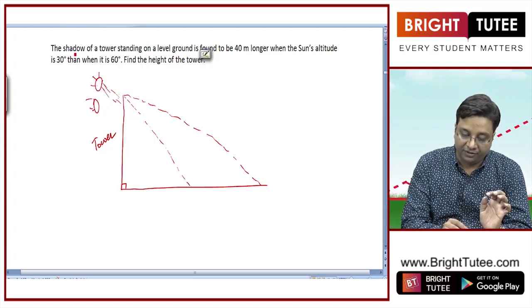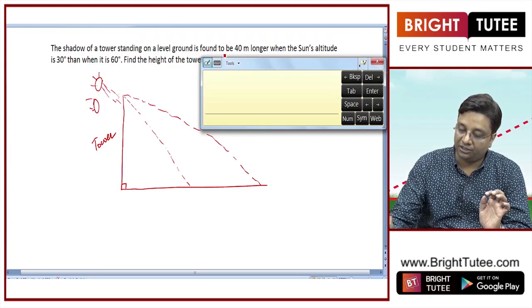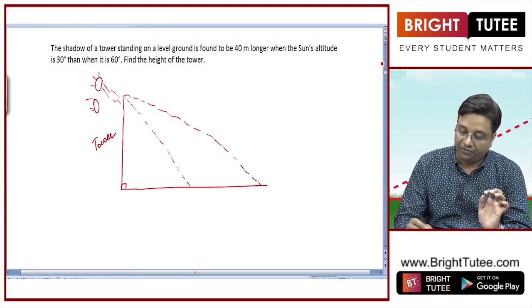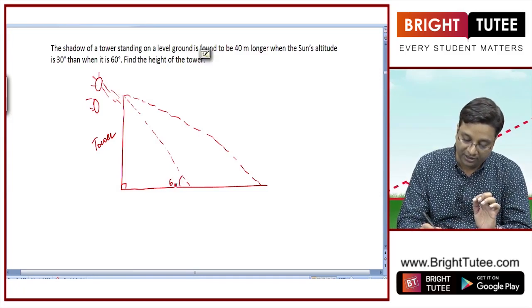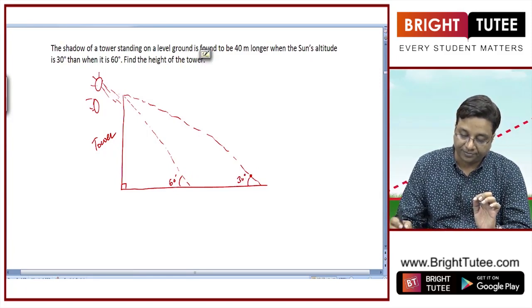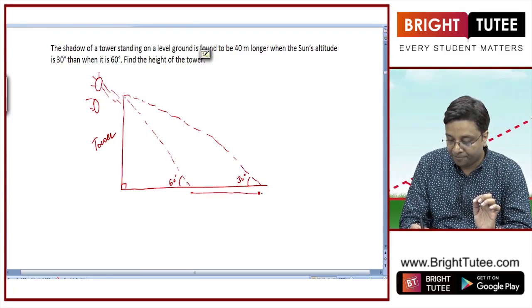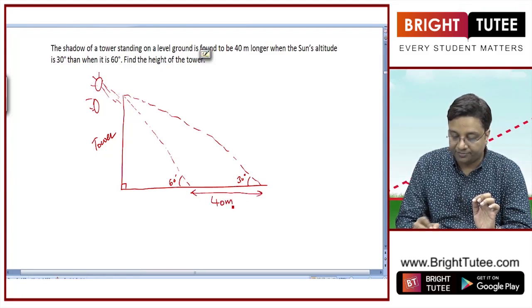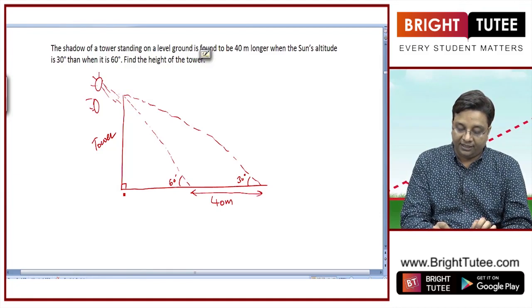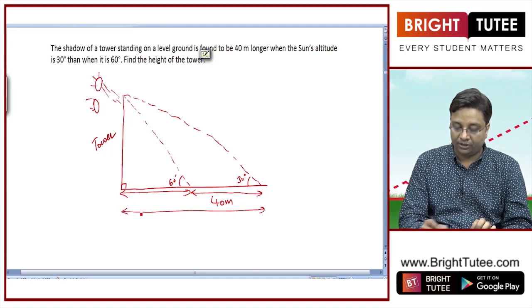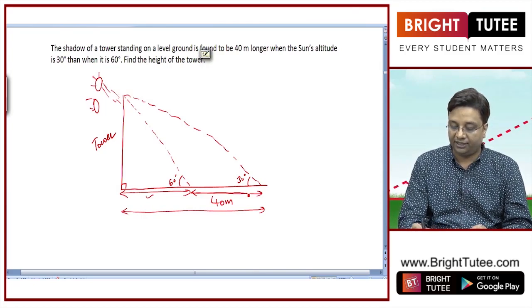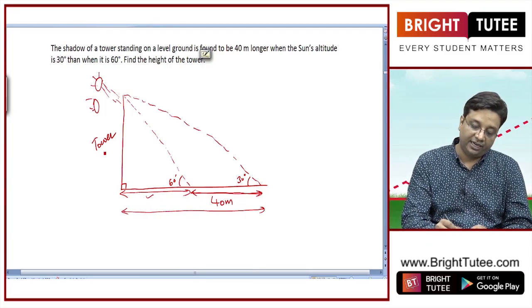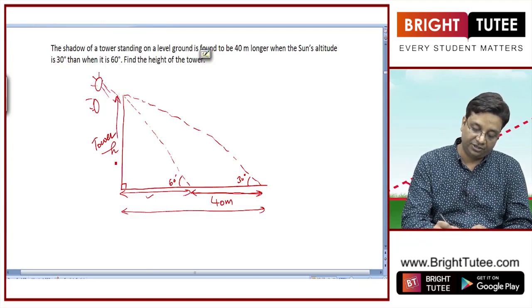So we are given that the shadow of a tower standing on the level ground is found to be 40 meters longer when sun's altitude is 30 degrees than when it is 60 degrees. So this is 60 degrees, this is 30 degrees, and now this length here is given as 40 meters, right? At 60 degree angle this was the shadow, at 30 degree angle this is the shadow. So this is 40 meters longer than this one. Okay, so this distance here is 40 meters. We need to find the height of the tower. Let us say the height of the tower is h.